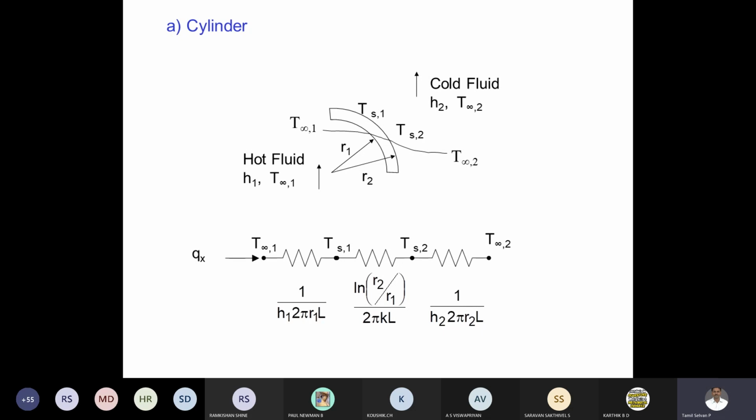Especially the subjects fluid mechanics, thermodynamics and heat transfer, all these three subjects are very important from the mechanical engineering point of view. Because in day-to-day life we find more applications based upon these three subjects: fluid mechanics, thermodynamics, as well as heat transfer.